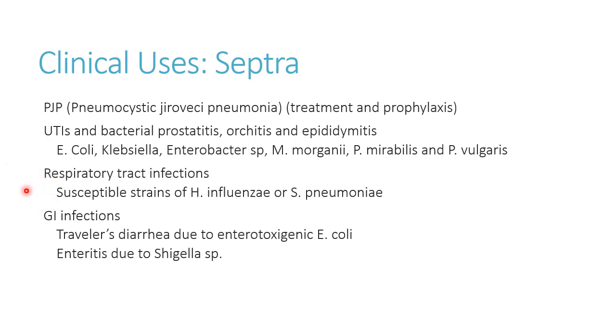In some cases, you may use it for respiratory tract infections. This will be better for patients who have shown sensitivity in these bacteria. This is not usually a first-line drug in those cases. And then, as I mentioned, GI infections, usually traveler's diarrhea, Shigella, things like that will be covered by Bactrim. So those are other good utilizations for that drug.